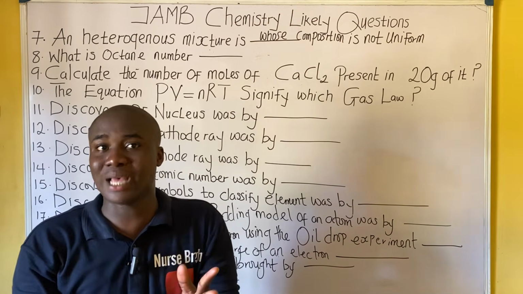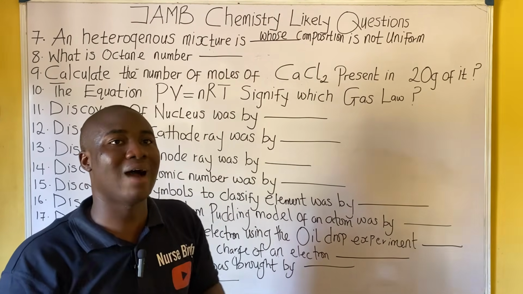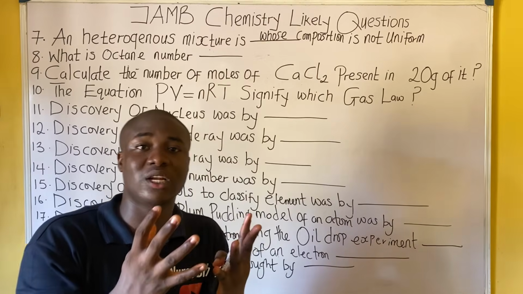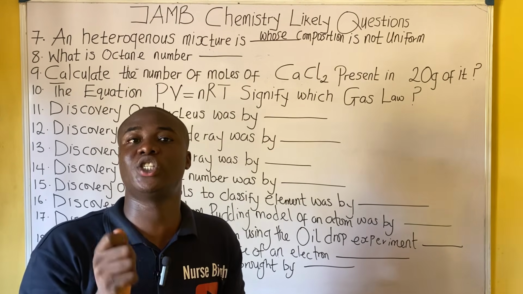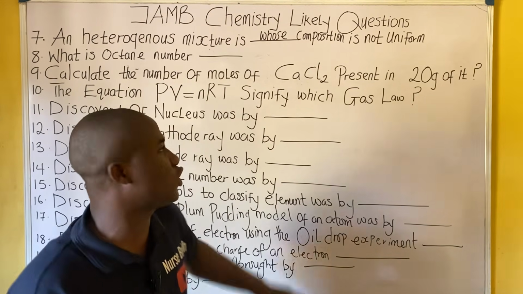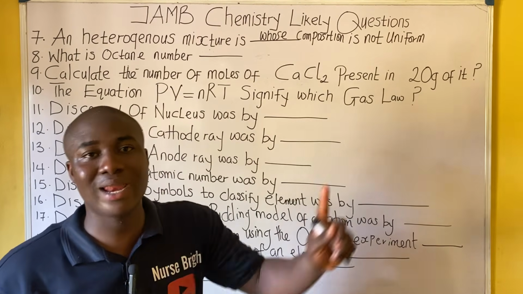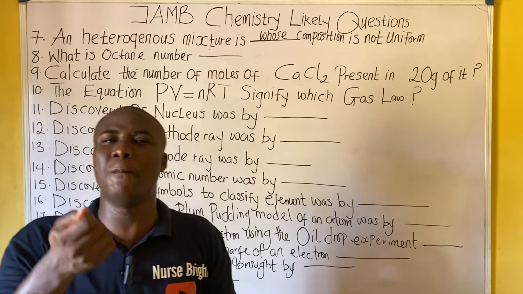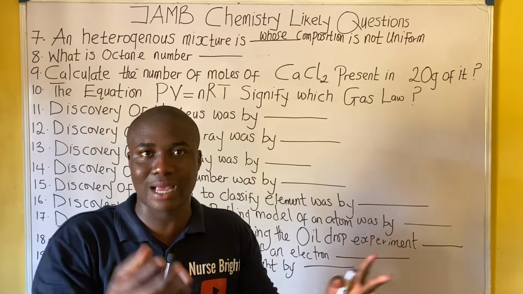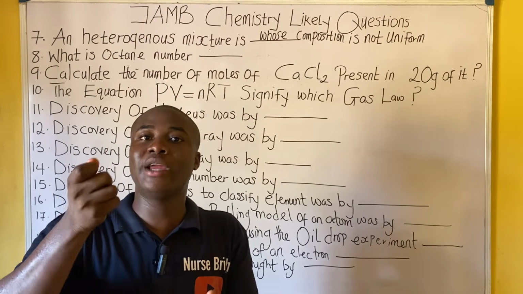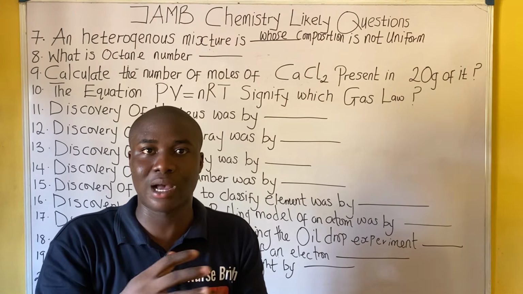We have two types of mixture on this aspect. We have homogeneous mixtures, that are mixtures whose composition is uniform, and heterogeneous mixtures, as seen in this question, whose composition is not uniform. A good example of a heterogeneous mixture is mixing oil and water: you take oil and pour it into a glass of water or a bowl of water.